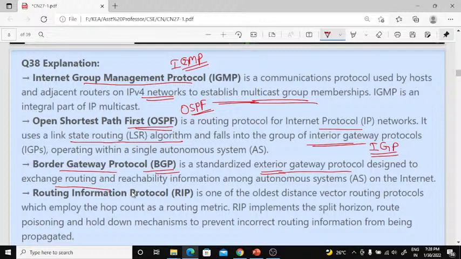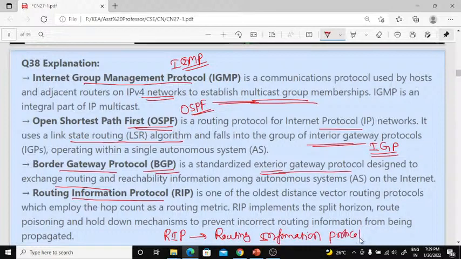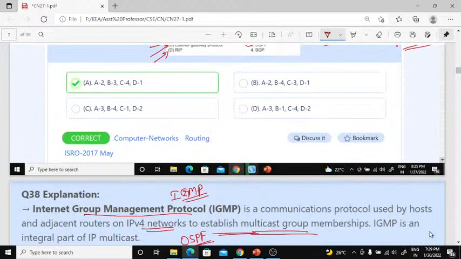Then RIP, routing information protocol. Routing information protocol is one of the oldest distance vector routing protocols, which employs hop count as a routing metric.